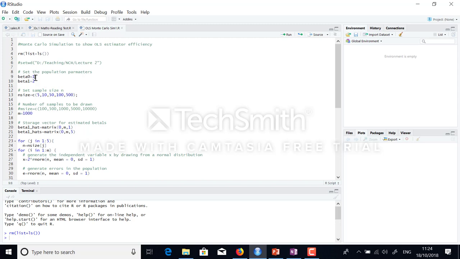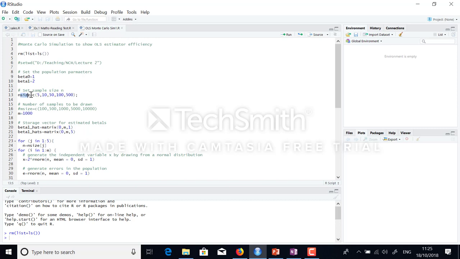So let's assume that the true population beta 0, which is our intercept, is 1. Beta 1, our slope coefficient, is 2. And we will now create a line here. This is from the web's Moodle. I've downloaded it. I will upload it early last week. So you will have this as well. You can practice at home with comments.